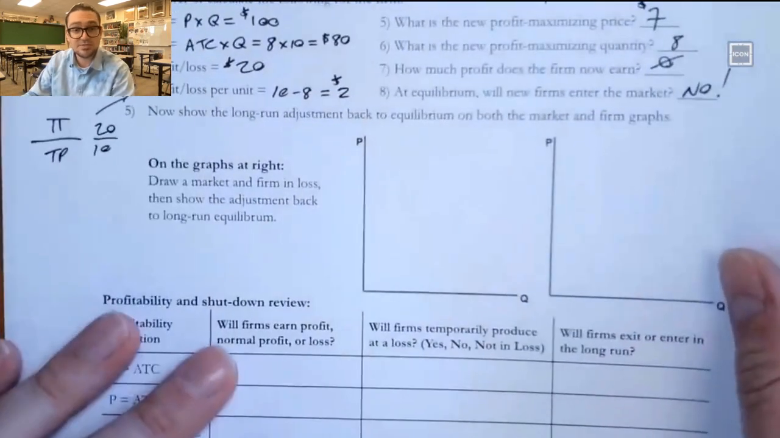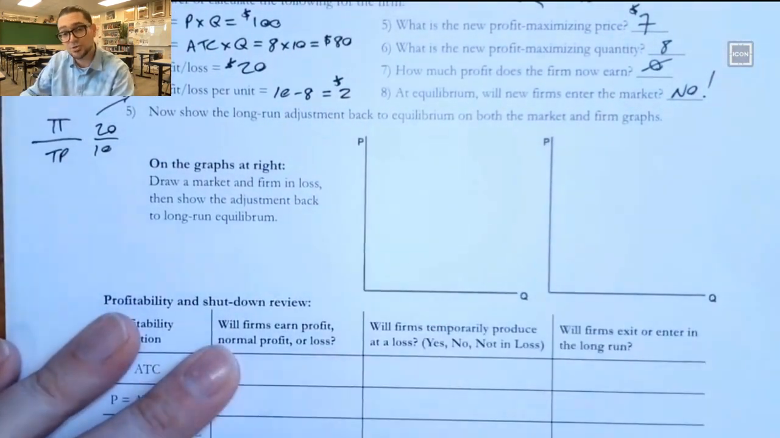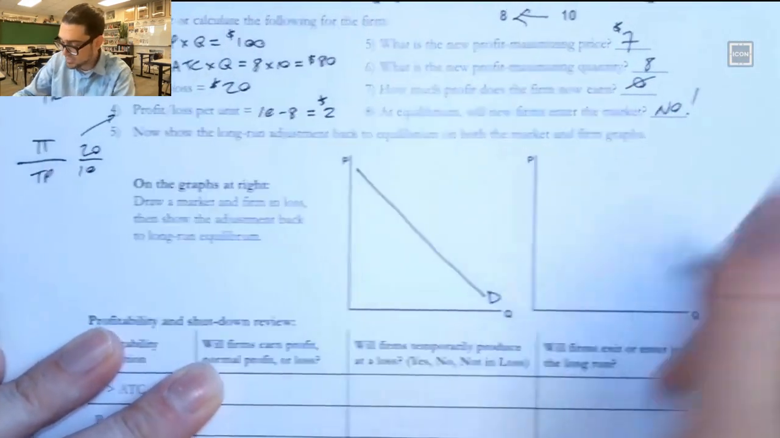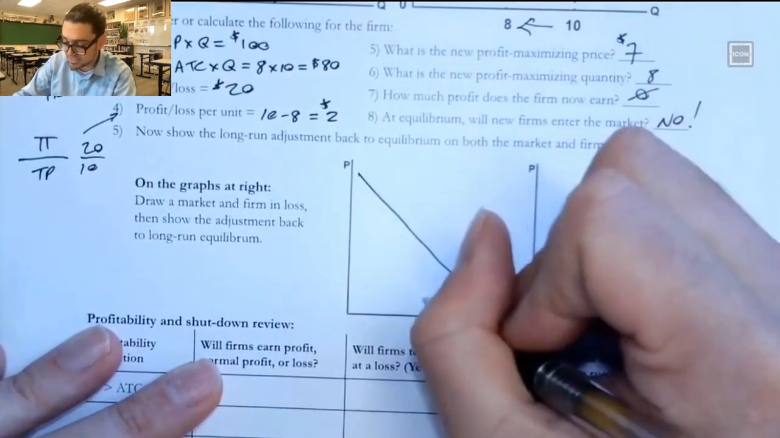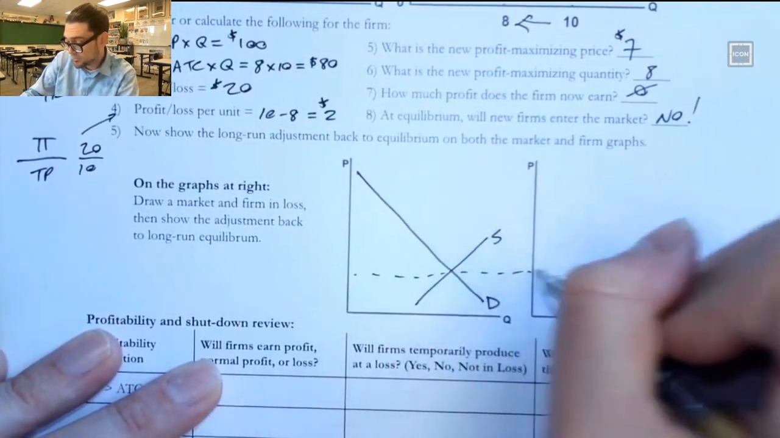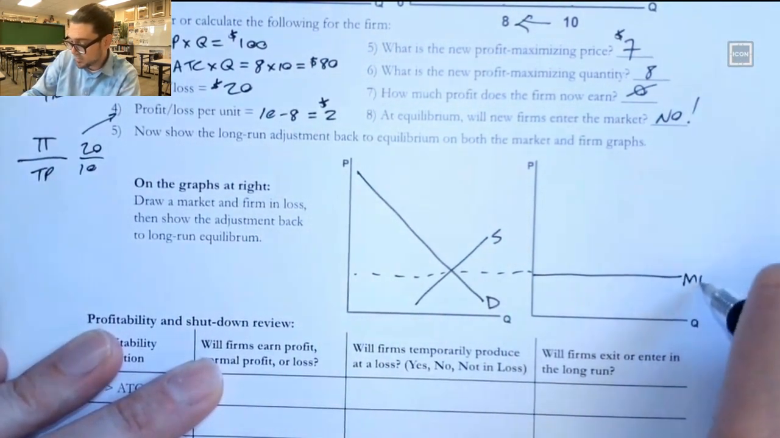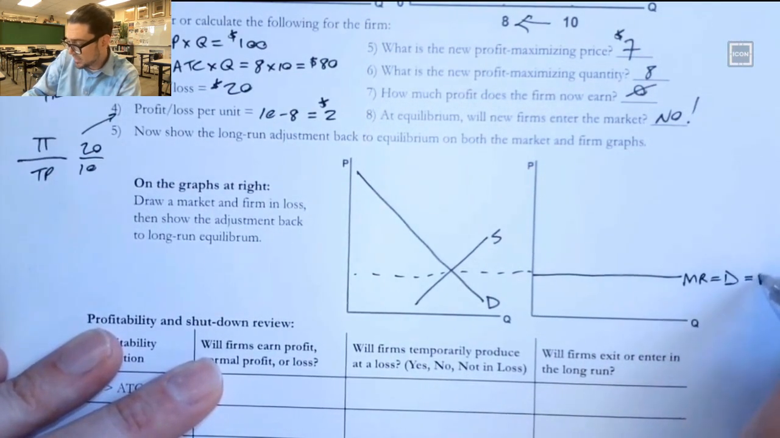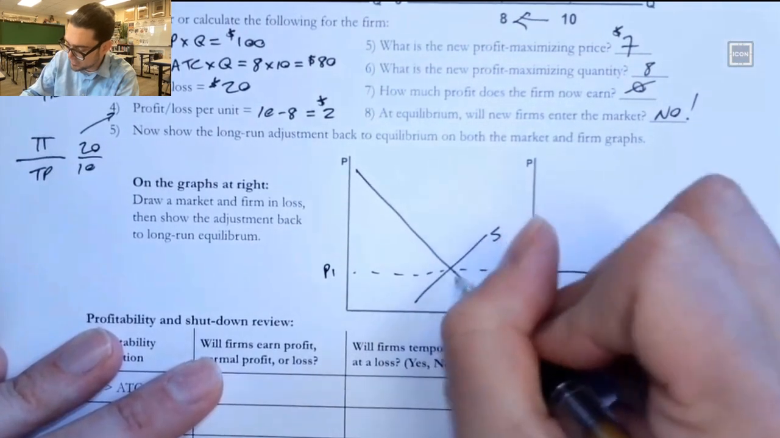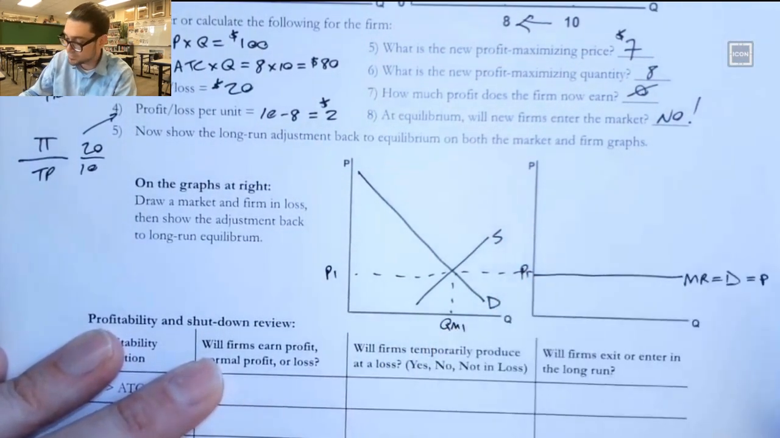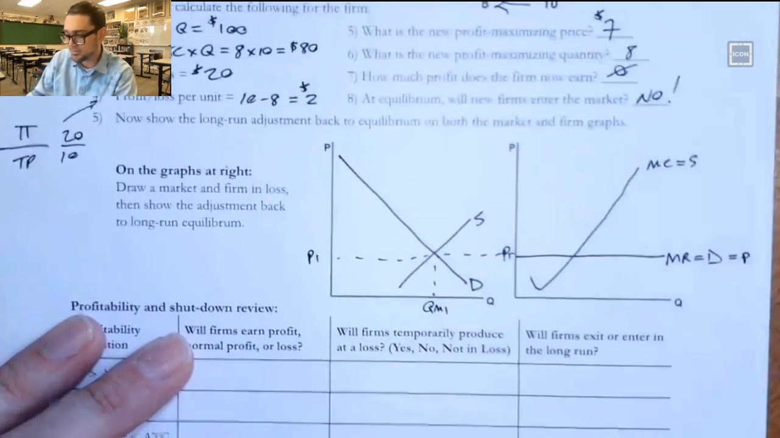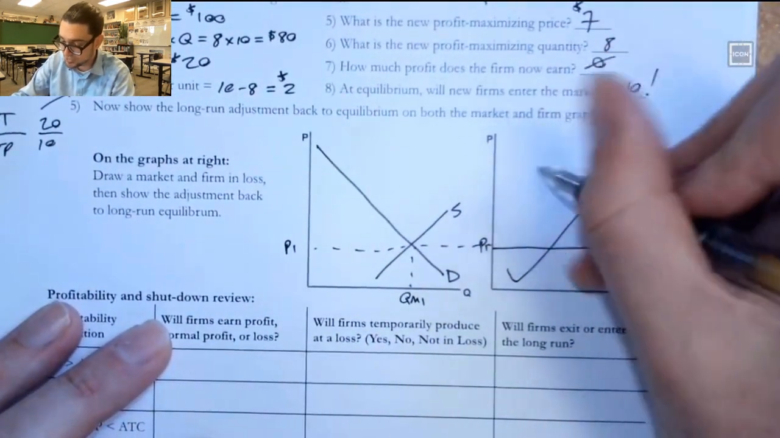The next one here on the graphs at right, draw a market and a firm in a loss and show that adjustment back to long run equilibrium. So again, my recommendation when we do these, if they're losing money, it's because maybe there are a lot of firms. So we're going to go all the way over here and draw Mr. DARP. Hi, Mr. DARP. Draw some graph, QM sub 1. Put a little marginal cost in there. And then we need to show that it's losing money.